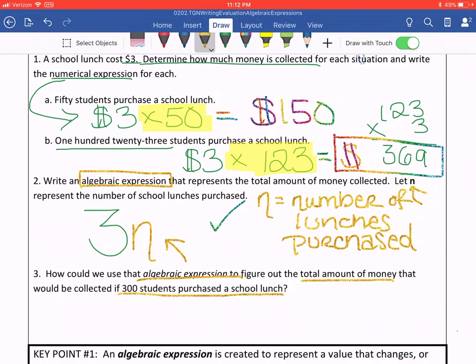So we already have this algebraic expression right here. We have our 3N. And now we want to know if 300 students are purchasing a school lunch, how could we use this expression that we've already created to figure out how much money is going to be collected? I need to put that 300 students somewhere into this equation. So I want you to take a second and think, where would this 300 students fit into this equation, these 300 lunches that have been purchased?